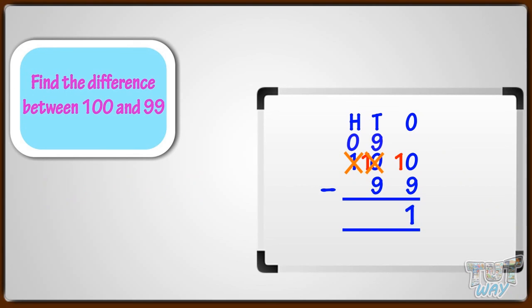Now find the difference between numbers at tens place. 9 minus 9 equals 0. So write 0 below tens-digit numbers. Now find the difference between numbers at hundreds place. There is 0 on the top row and no number below it. So nothing to subtract. We have subtracted 99 from 100, and the answer is 1.